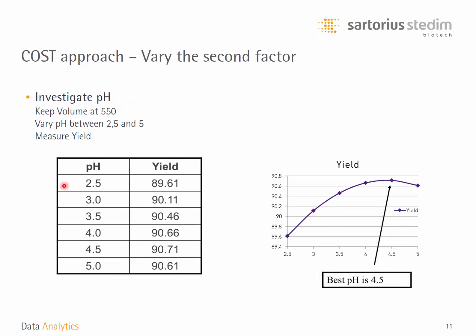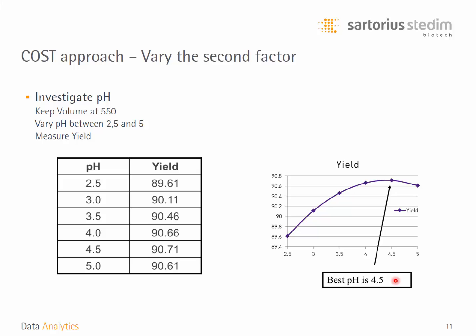In this second experimental series, the pH is then investigated between 2.5 and 5.0, and you can see the measured yields listed in the table and plotted here in the scatter graph, the yield against pH. And we then make the conclusion that the optimal pH is around 4.5. So the optimal combination would be volume 550 and pH 4.5.